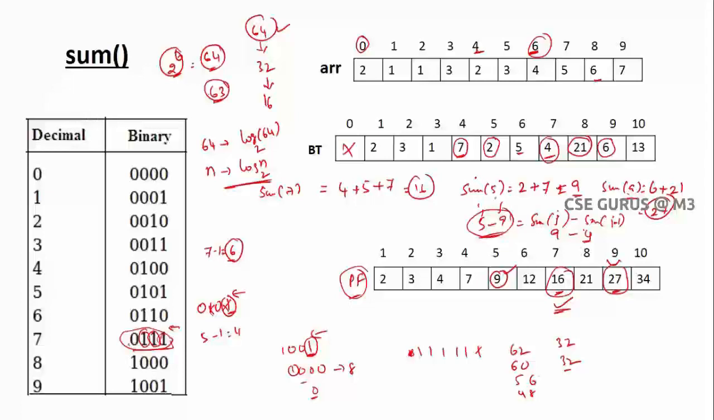So this is about the Fenwick tree and how to get the range sum query values. I hope you understood the things, and we'll see the next question in the next video lecture.